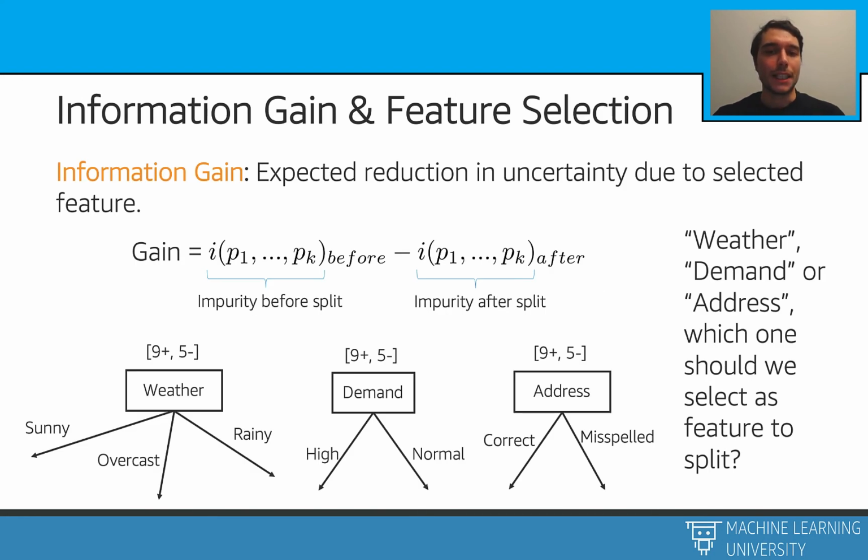Before we actually get to this calculation, let's also talk about information gain. Information gain is the expected reduction in the impurity. So we want our features to have a good or high amount of information gain. We calculate the impurity before the split and after the split, and we want to have a large number.